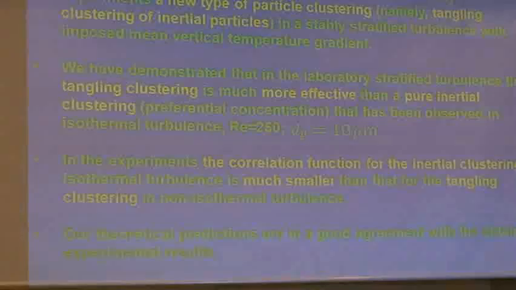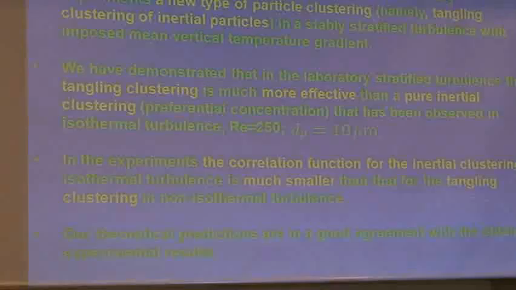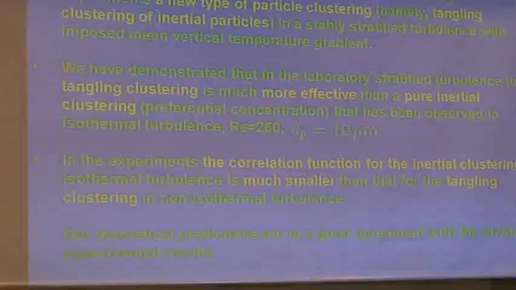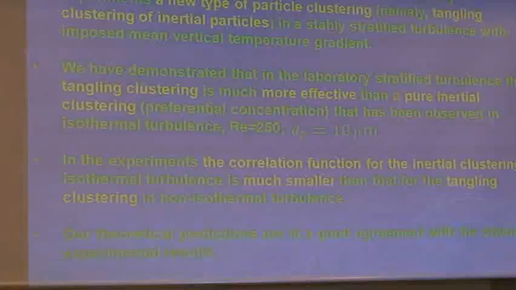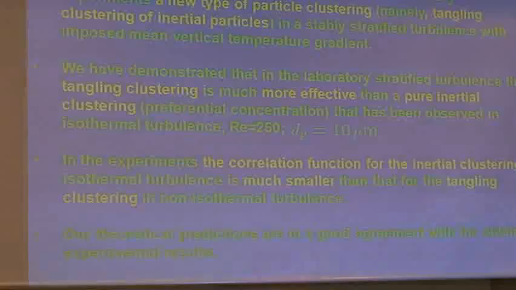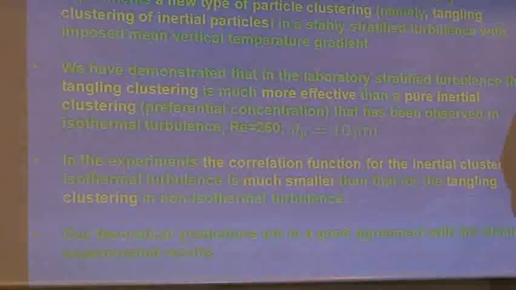We also discussed the small-scale clustering effect. When we have stratified turbulence with a gradient of mean temperature, we obtain very strong clustering of particles, and the characteristic scale of clusters is of the order of the Kolmogorov scale. For example, in atmospheric turbulence, the Kolmogorov scale is of the order of centimeters or less, or even millimeters. In our laboratory, the Kolmogorov scale is of the order of half a millimeter. Okay, thank you very much for your attention.